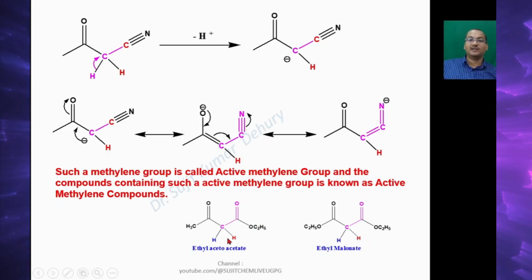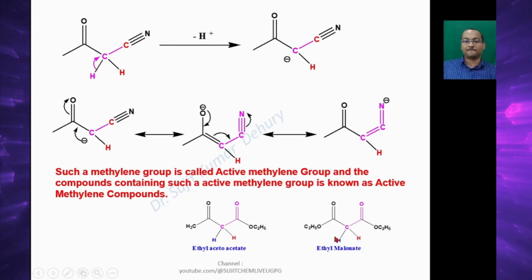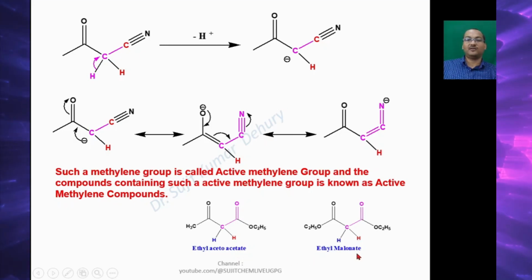These two are in your syllabus. Here you can see this CH2 is flanked by two electron withdrawing groups, CO, and in ethyl malonate, this CH2 is also flanked by two electron withdrawing groups. So these are active methylene groups, and the compounds ethyl acetoacetate and ethyl malonate are known as active methylene compounds.